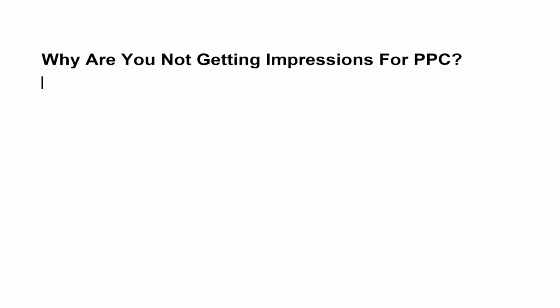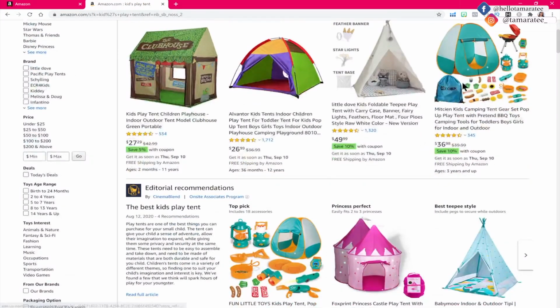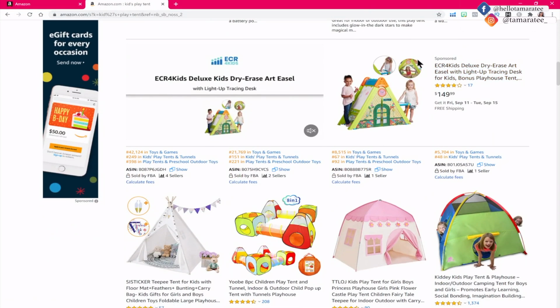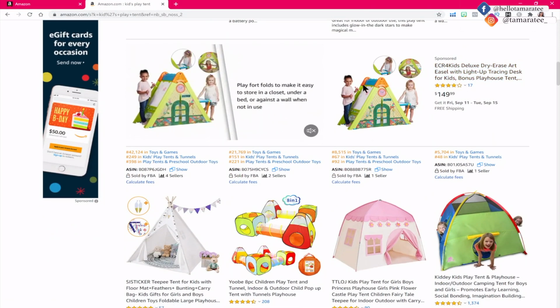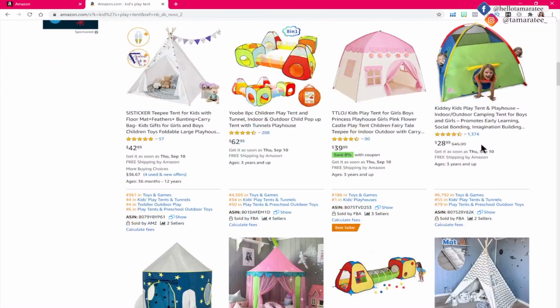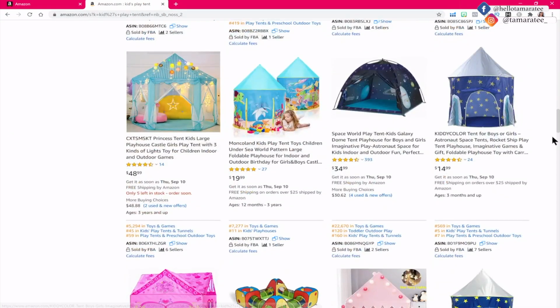Now, first things first, I want to go over what exactly are impressions. Impressions is a term used when someone sees your sponsored ad for your product. So if I am a customer and I am just scrolling down here looking to buy a kid's play tent, I see this play tent right here, or whatever it is, looks like a playhouse tent. This is one impression. And every single time that your ad shows up, that is one impression.